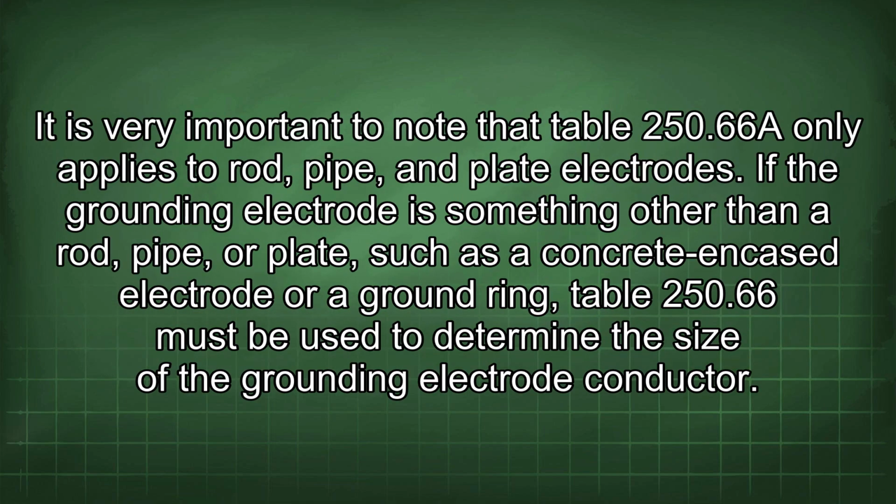It is very important to note that Table 250.66a only applies to rod, pipe, and plate electrodes. If the grounding electrode is something other than a rod, pipe, or plate, such as a concrete encased electrode or a ground ring, Table 250.66 must be used to determine the size of the grounding electrode conductor.